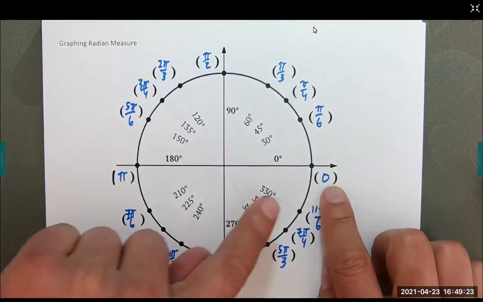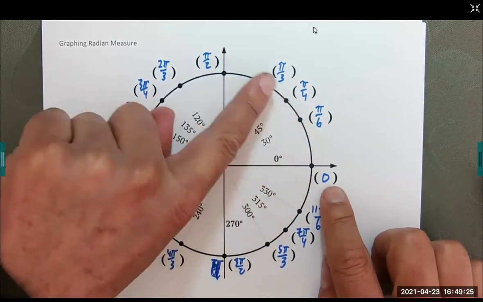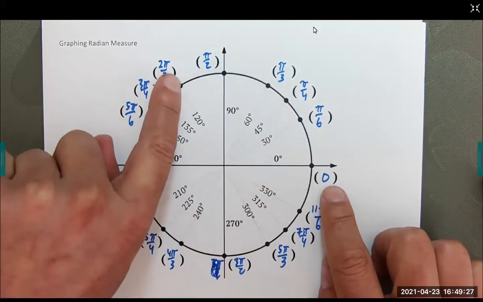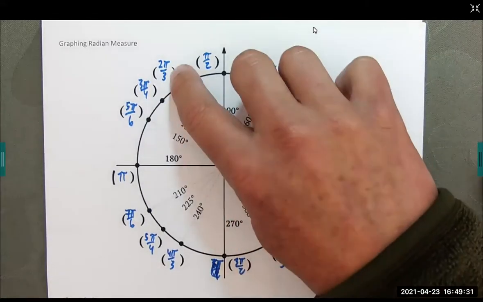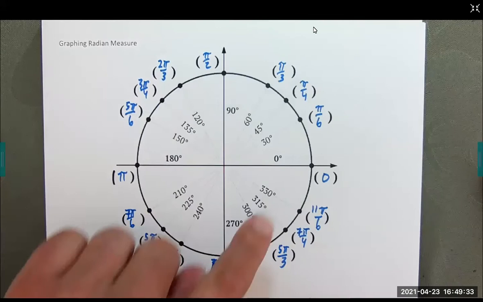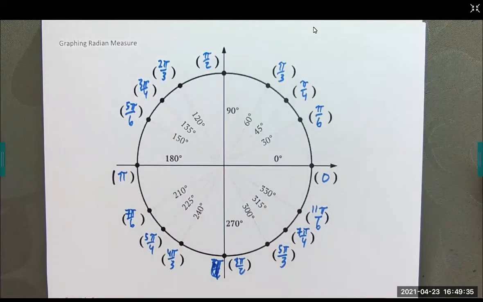You can kind of view it like it's pi over 6, 2 pi over 6, which reduces. 3 pi over 6 is right here. 4 pi over 6 reduces. 5 pi over 6. So every 30 degrees, we're getting one. It just reduces to a different denominator. All right, so that's the bigger picture.